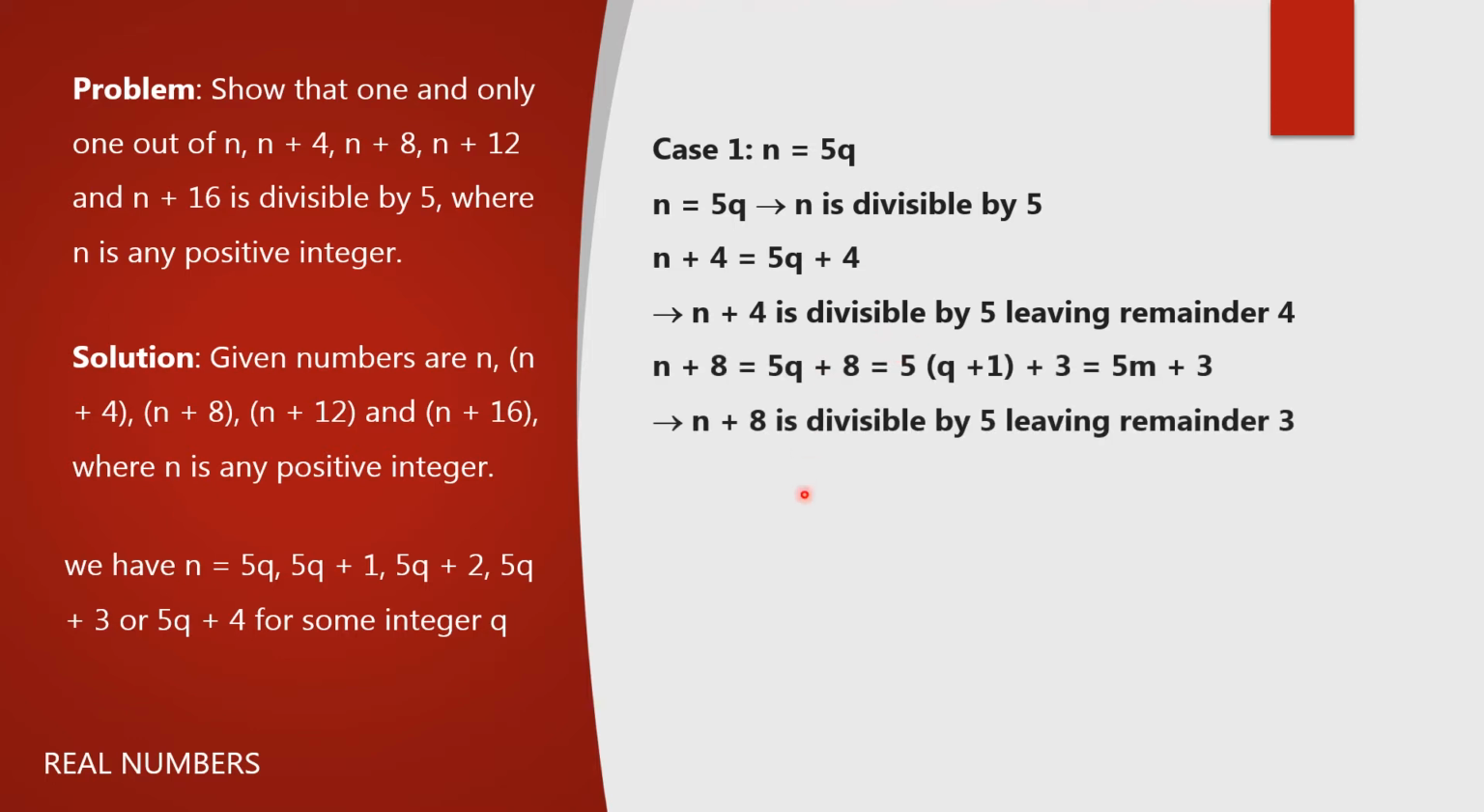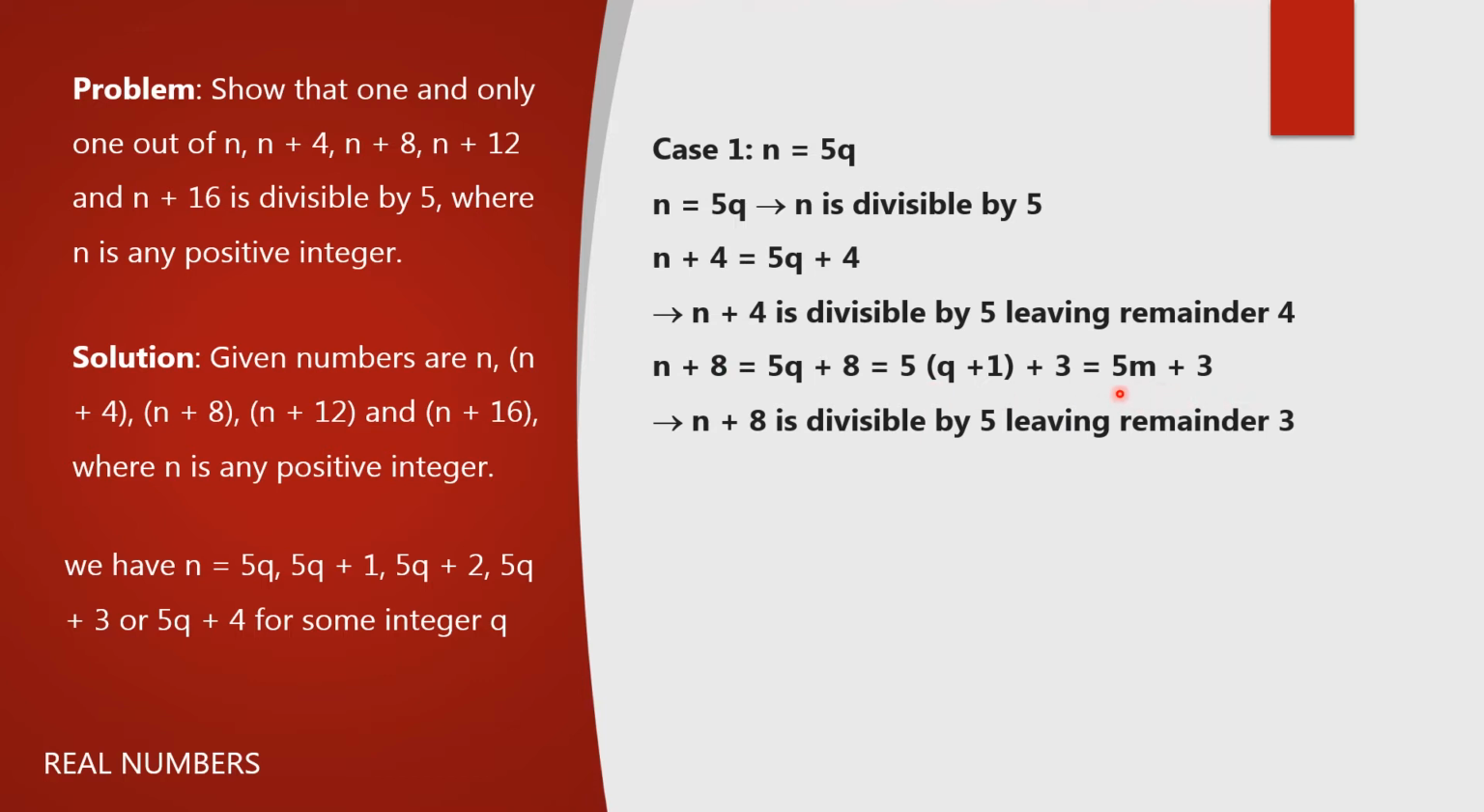Similarly, n plus 8 is 5q plus 8. But 8 is larger than 5. According to Euclid's division lemma, the value of r should be less than the divisor. The divisor is 5 here, so it should be less than 5. For that, I can write 8 as 5 plus 3. Now 5q plus 5 I can write as 5 into q plus 1, plus 3. If you simplify this, you get the same thing: 5q plus 5 plus 3 is 5q plus 8. And this I can write as 5m plus 3.